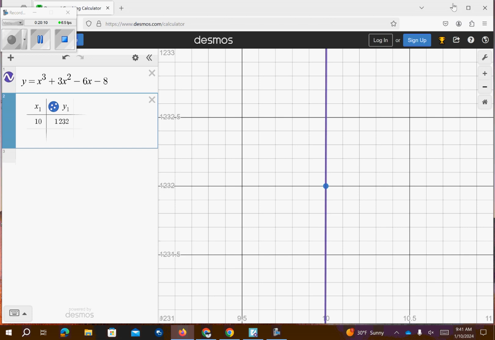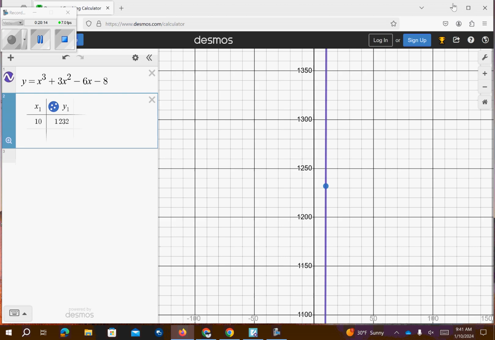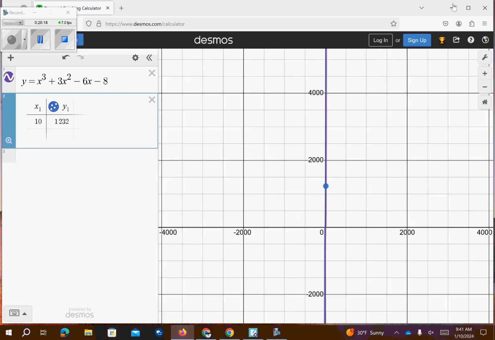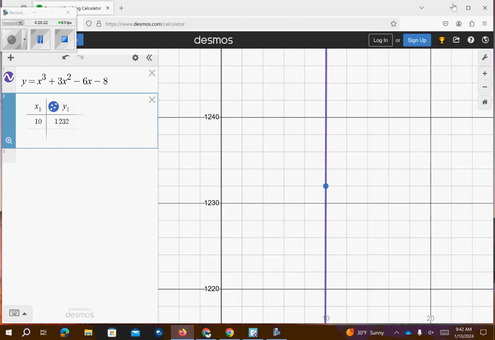So our graph is like way down here. We can't even see it wiggling and stuff. This point right here is the point 10, 1232. That means the point 10, 1232 exists on our graph.